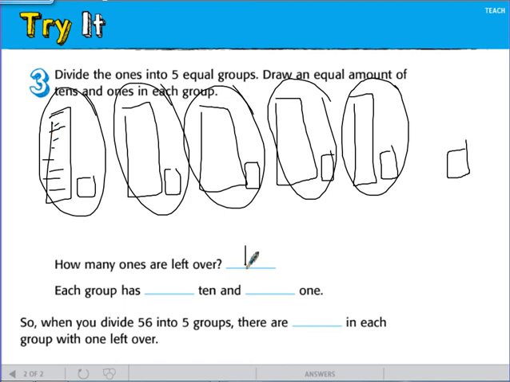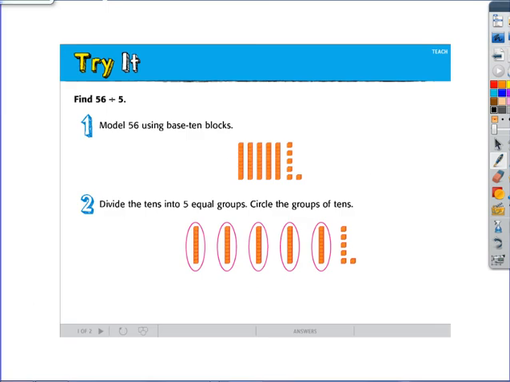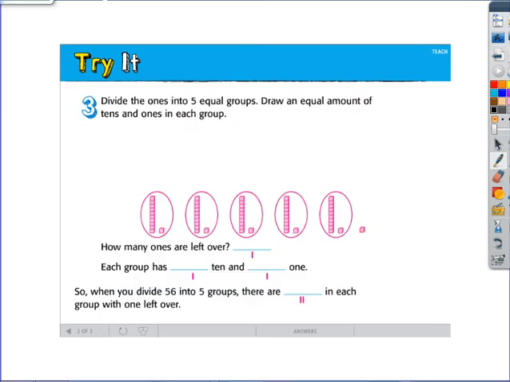1, right? Each group has how many 10s? And how many 1s? So 56 into 5 groups, there are 11 in each group with 1 left over. Okay? Or 11 remainder 1. My R doesn't look too good, does it? Remainder there. Okay. Very good. So there's that. Boom.